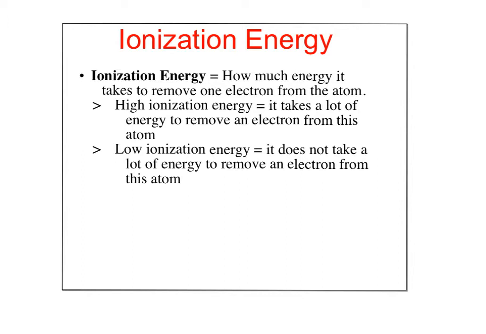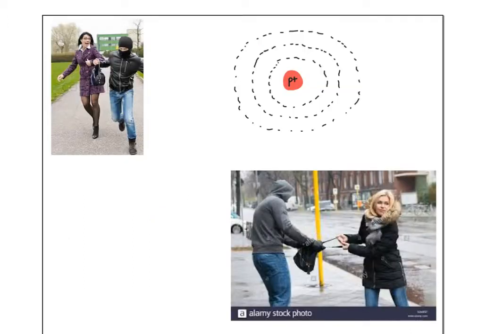So if I have chlorine, I'm talking about how much energy it takes to remove an electron from chlorine. How much do I have to put in to rip that away? Low ionization energy means it doesn't take a lot of energy. It's relatively easy, so to speak, to remove that electron. Remember, ionization energy is the amount of energy it takes to remove a valence electron from a neutral atom in the gaseous form.